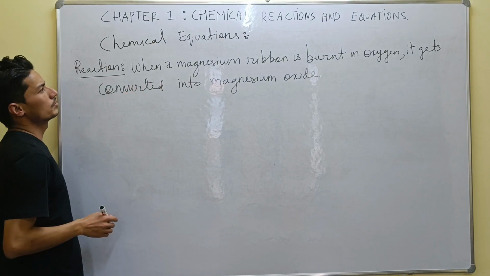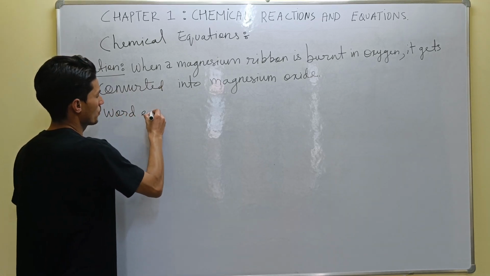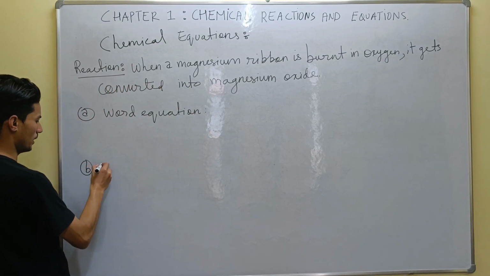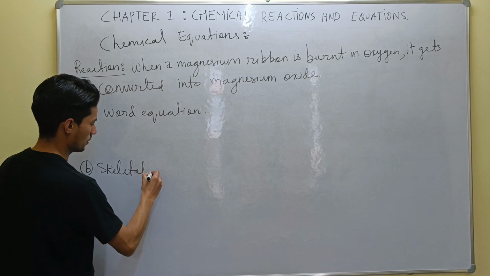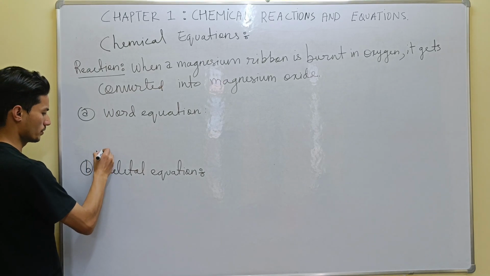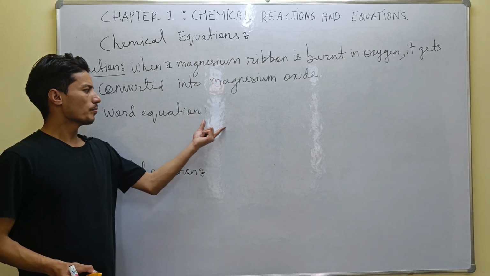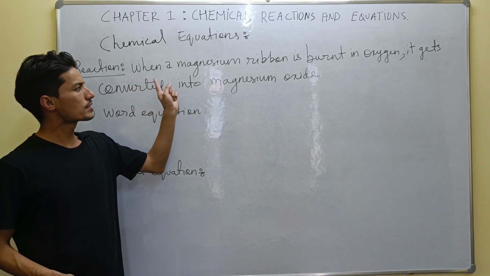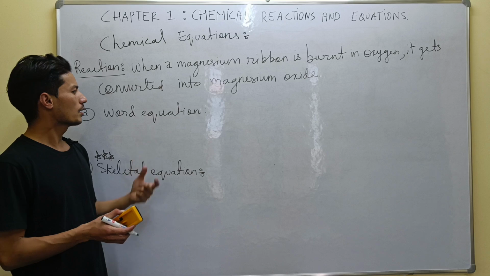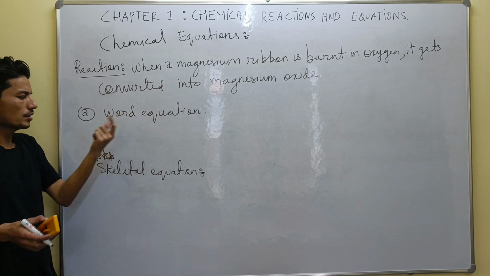There are 2 ways to convert this. The first one is word equation, and the second one is skeletal equation. For class 10, skeletal equation is very, very important. Now, what do you mean by word equation? By word equation, we mean when we represent the chemical reaction using the names of the substances. For example, how can I represent this reaction in a word equation?